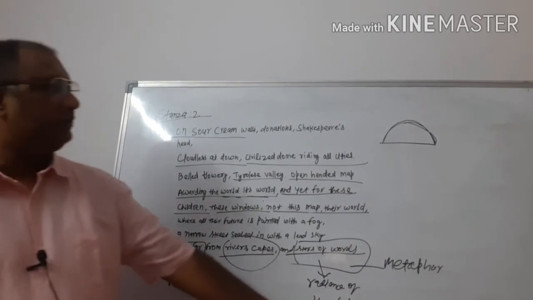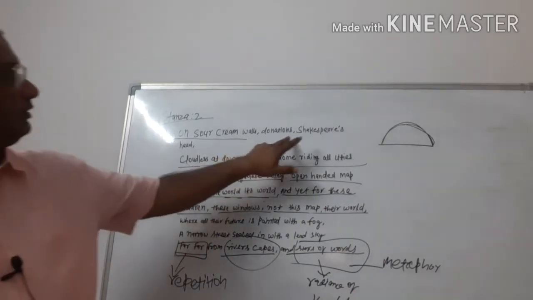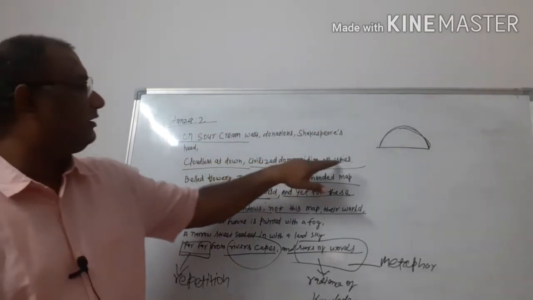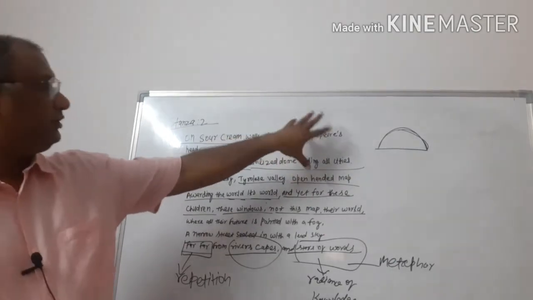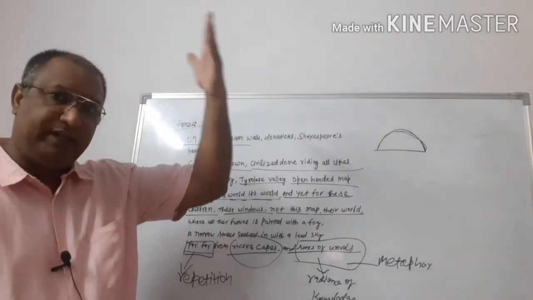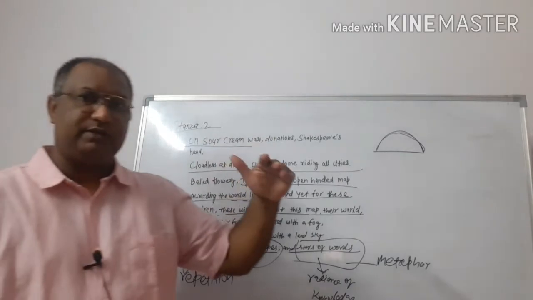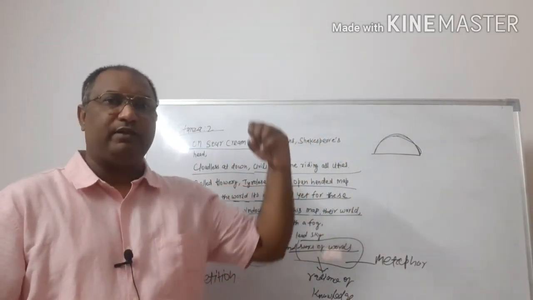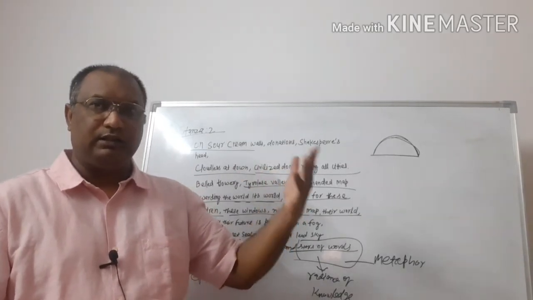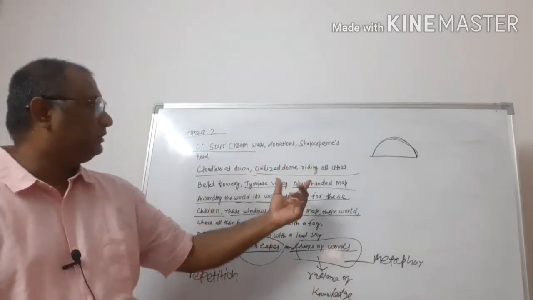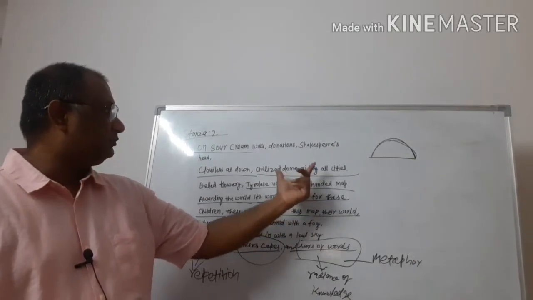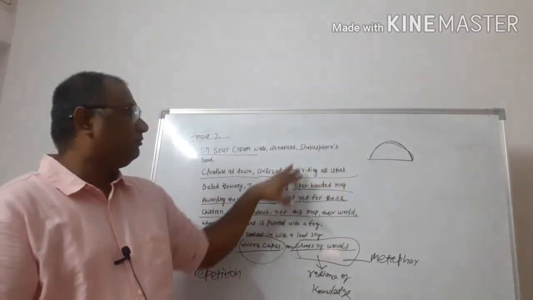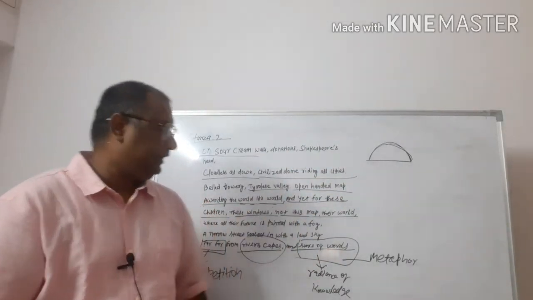I hope it's clear to you, and this should be clear to you. Shakespeare's head, cloudless at dawn, civilized dome riding all cities. It is a comparison: Shakespeare's head, the pate, seems as if the sun is rising from behind the horizon during the sunrise time, and which is what? Riding behind all the buildings in the city.